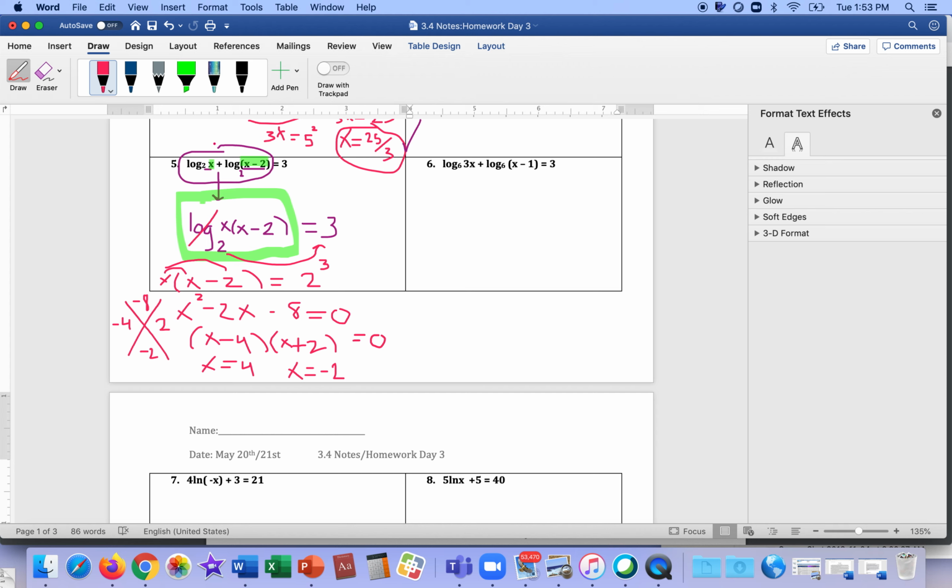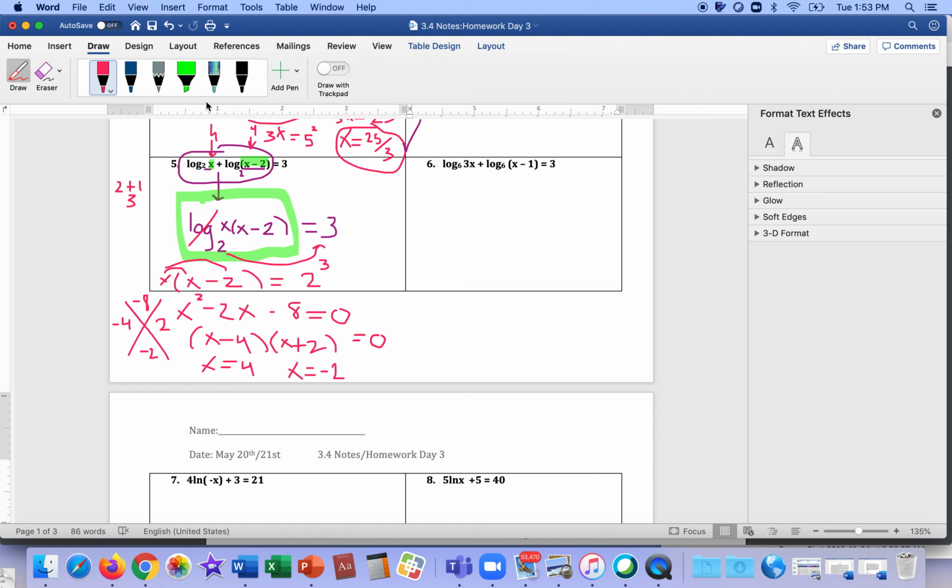So if I plug a 4 in here and here, I'm just testing out my first value, the 4. I would get log base 2 of 4 is equal to 2. If I plug in a 4 here, I have 4 minus 2 is 2, so log base 2 of 2 is 1. So on the left, I would get 3. Is 3 equal to 3? Yes. So 4 is a solution.